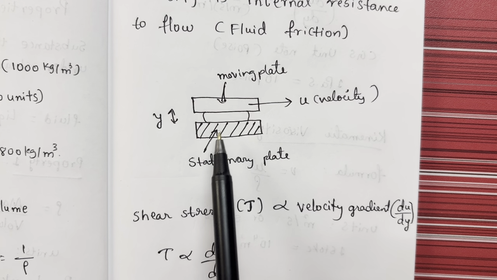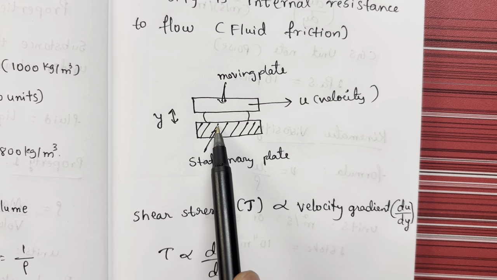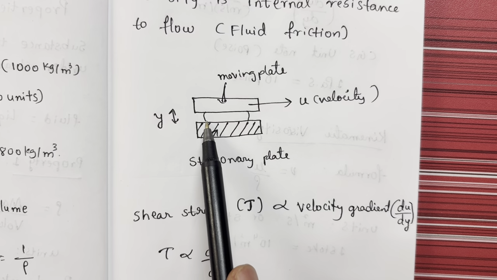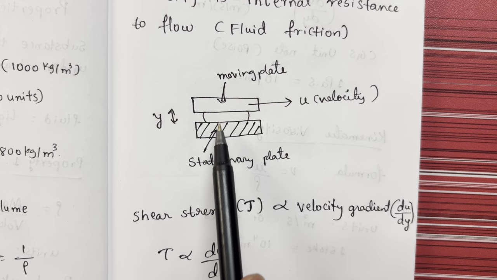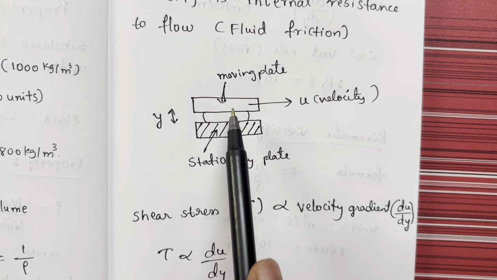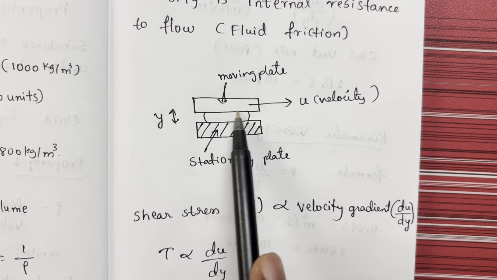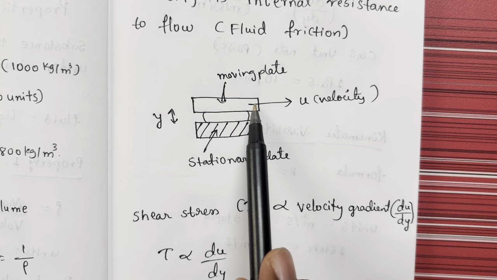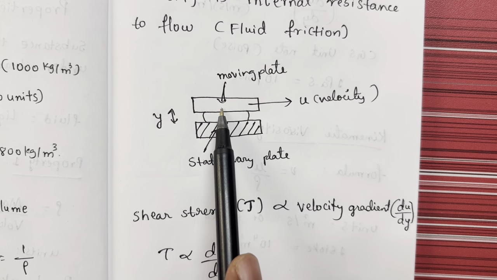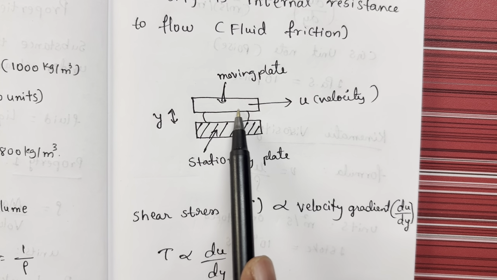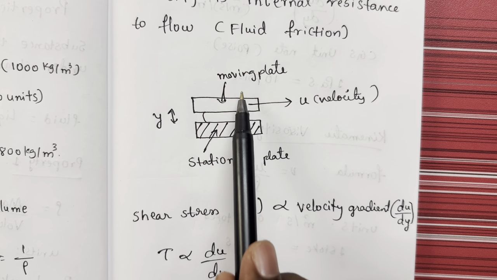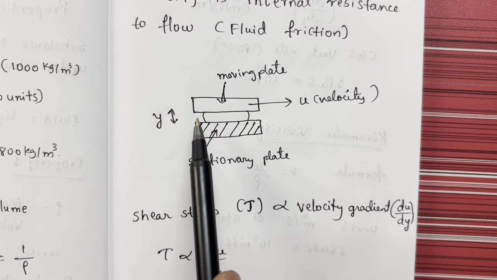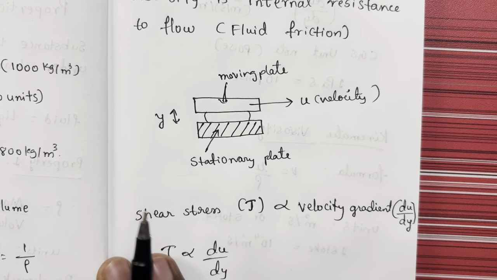So then what happens? The velocity of the layer of fluid at the top of this stationary plate will be zero because this is a stationary plate, and the velocity of fluid at the bottom of this moving plate will be u. Since it is a no-slip condition, the top layer of the fluid will be moving with the velocity of this moving plate. And consider the height of this fluid is y.